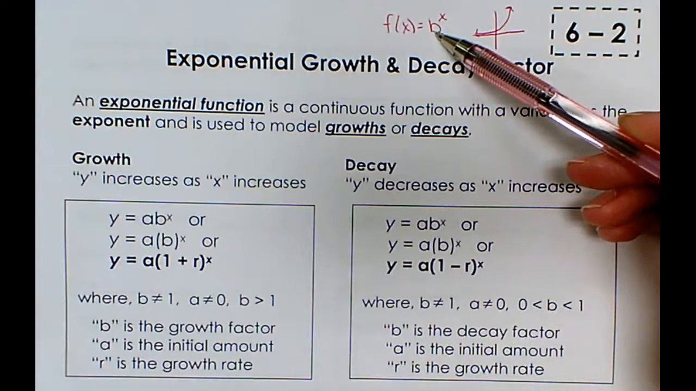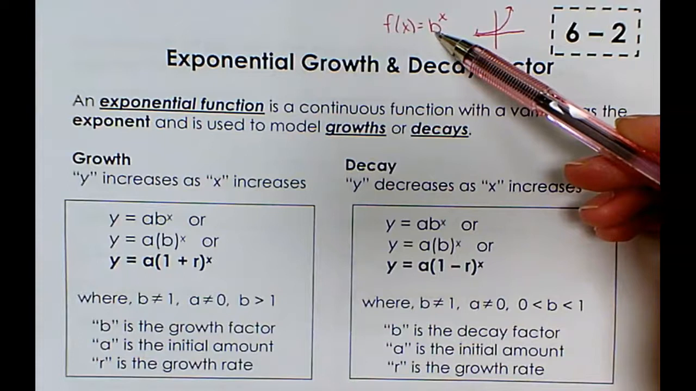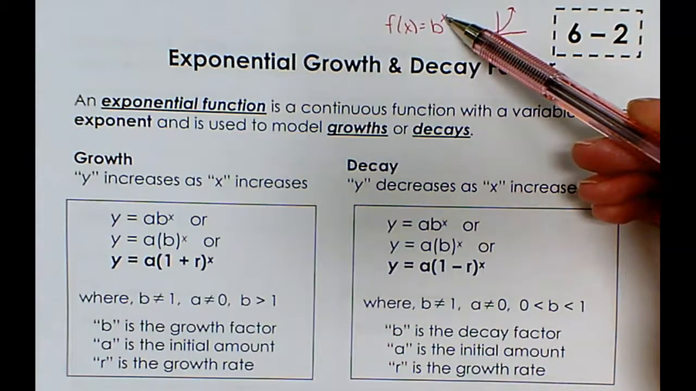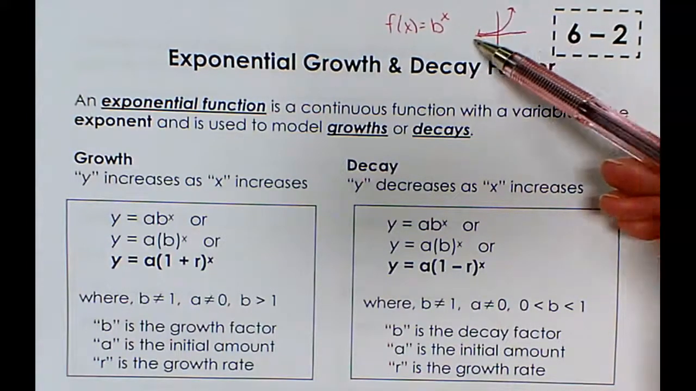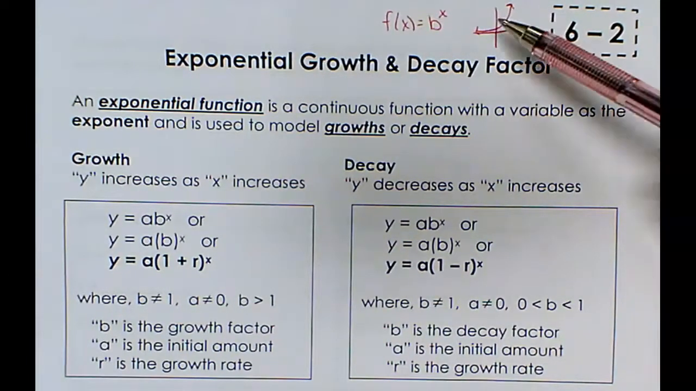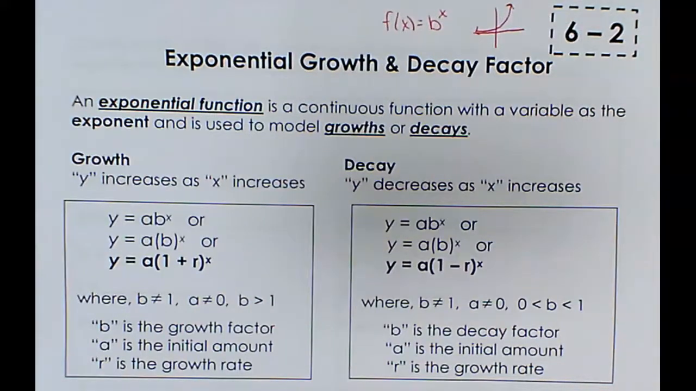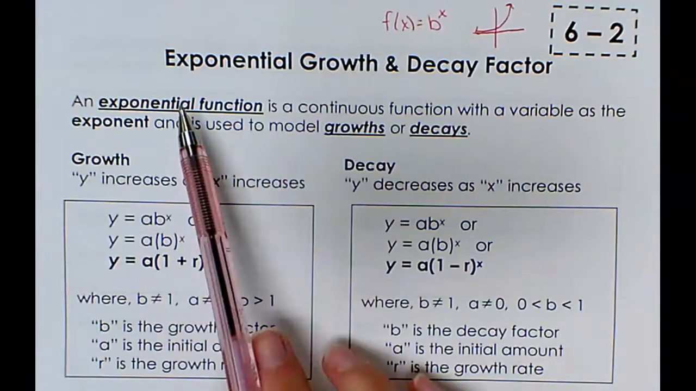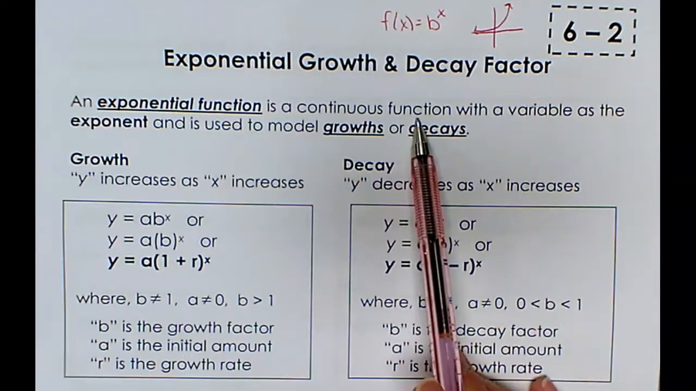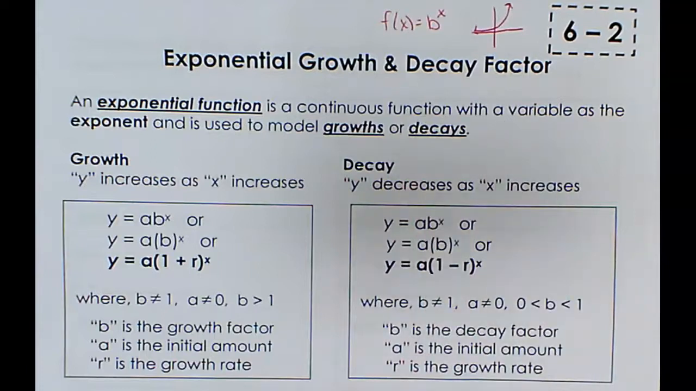We also never have a base of 1, because 1 to any power, any x value, is just going to be 1. And so that's not going to make for a very interesting graph. It's not going to be exponential. So our base is always positive and it's never 1, and this is what it looks like. So today we're going to talk about an exponential function as a continuous function, with a variable as the exponent, like x, and is used to model growths or decays.